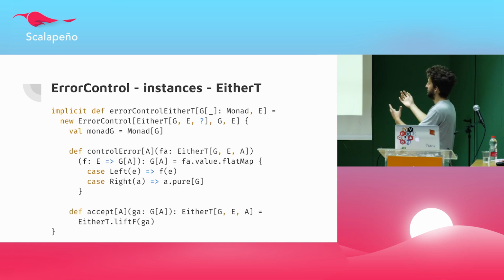And using the accept function is equally easy to implement. We just call the liftF function, which does exactly that. Lift the value of G of A into either T of G, E, and A. Right? That's simple. OK, that's cool.